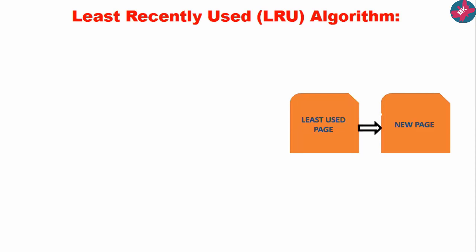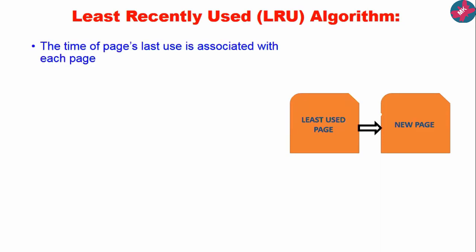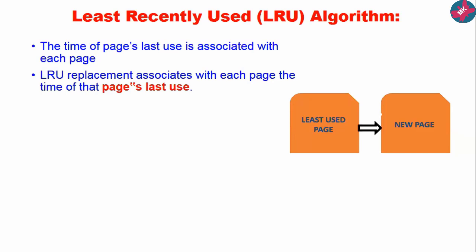the new page. Whenever a page is accessed, its last use time is associated with it, meaning a record is kept of when the particular page was last used. Then this LRU replacement associates with each page the time of that page's last use. Suppose a particular page was used, say, 10 minutes earlier; whatever the current time was, that will be recorded. So the last time any page was used is noted in the system.